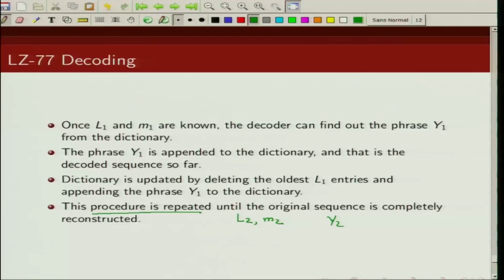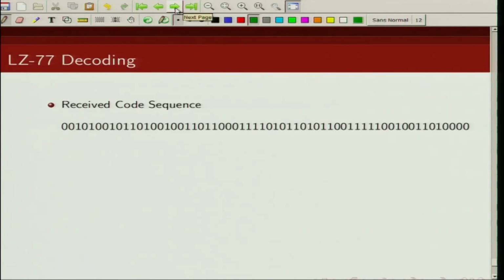Then again I'll decode what my L3 and M3 were, and from the dictionary I'll find the new string Y3. I'm going to add this string to my dictionary and remove the oldest L3 entries. This procedure is repeated until the original sequence is completely reconstructed. Since these matches happened from the dictionary, I know exactly what those strings were. So let us take an example to illustrate that. This is the received sequence that I have received.